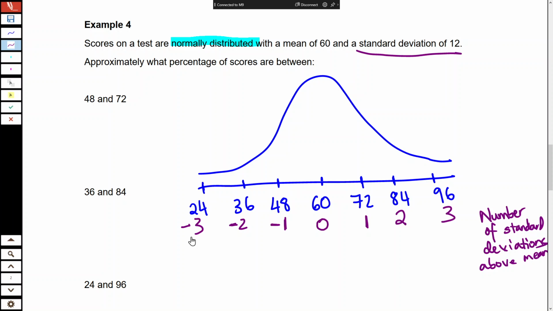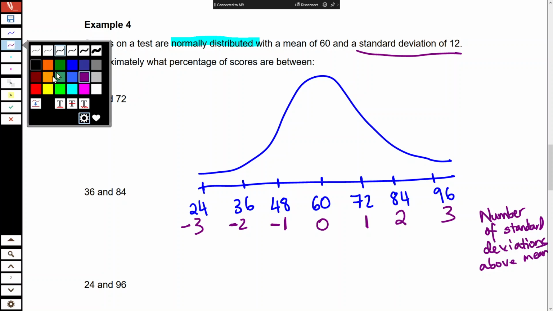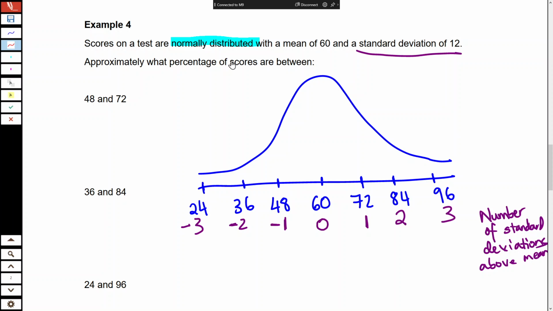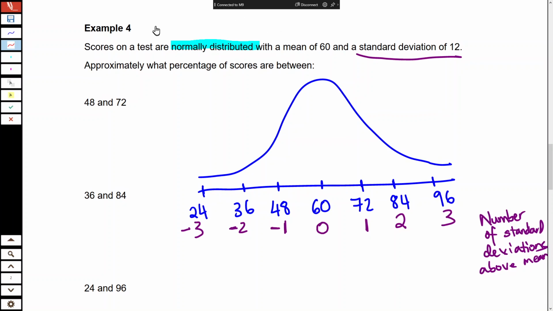Okay, now I'll ask the class, what rule can we use here? There's a name given to the rule. 68, 95, and 99.7. Yeah, and those are the numbers. So this question is all about the 68, 95, 99.7% rule.